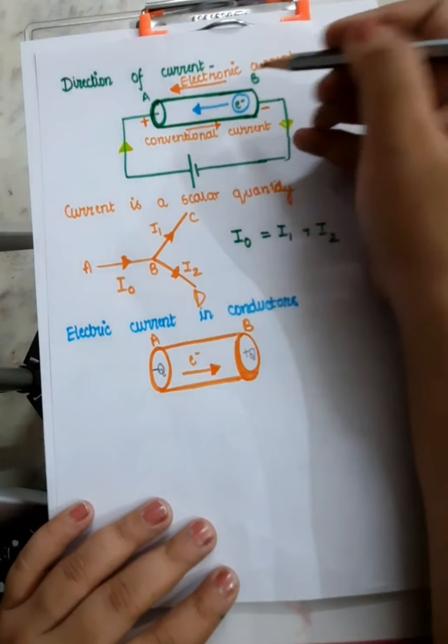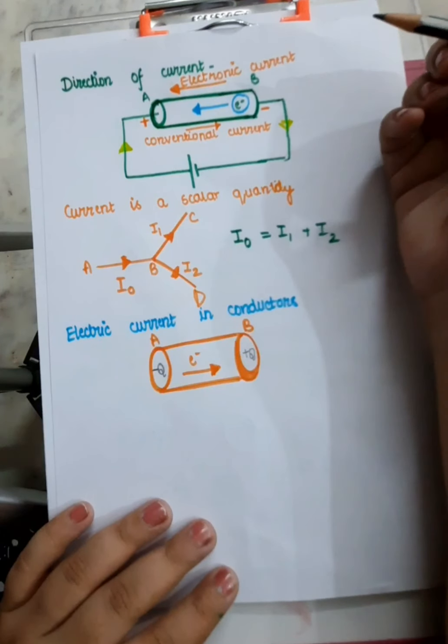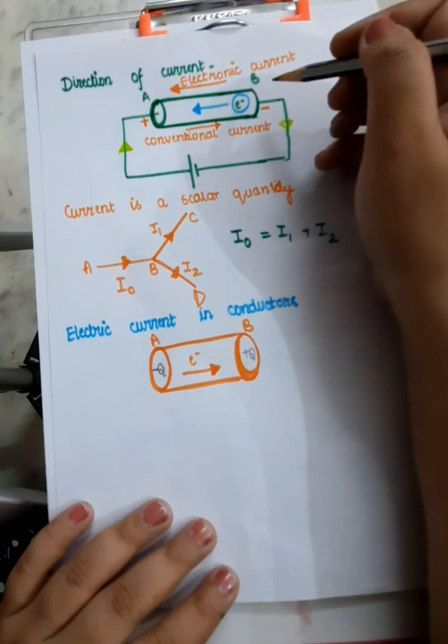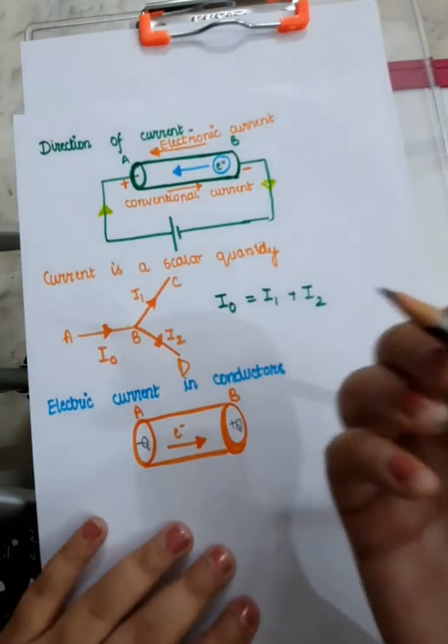Next we are going to discuss direction of current. Direction of current is taken by two ways. There are two types of currents, electronic current and conventional current. Usually we take the conventional direction.